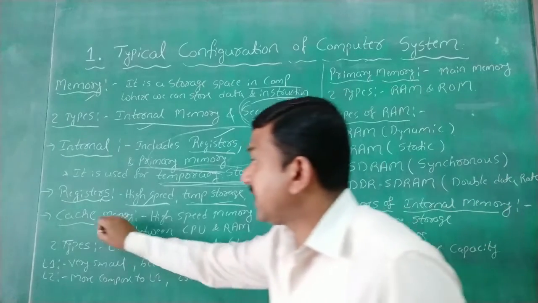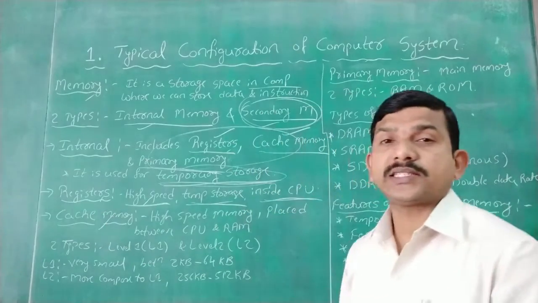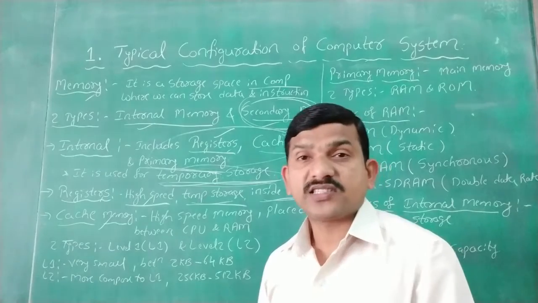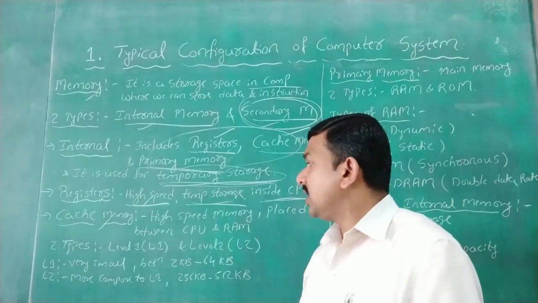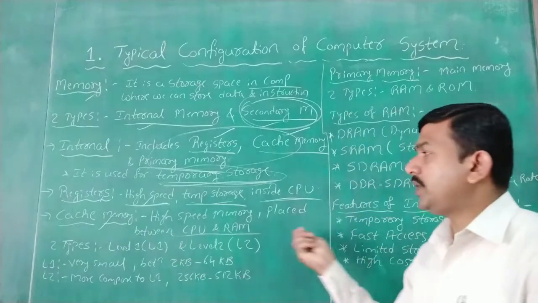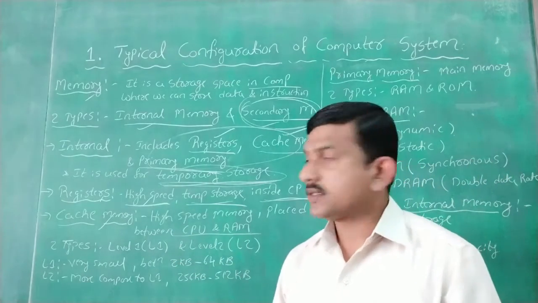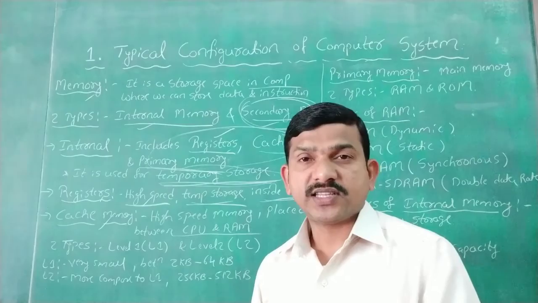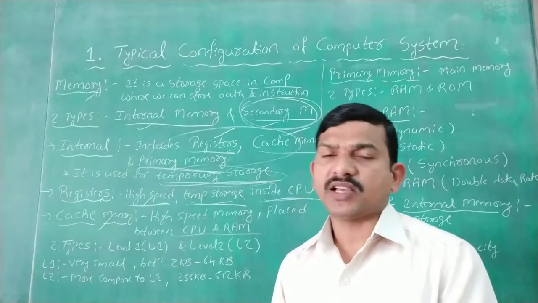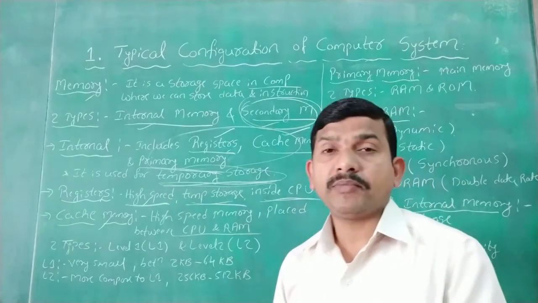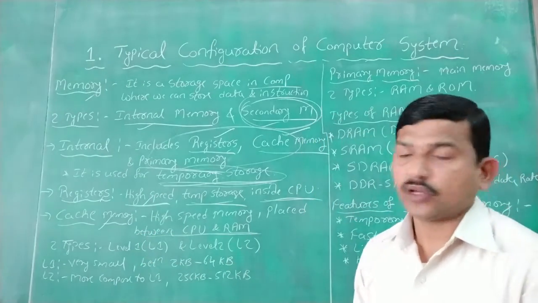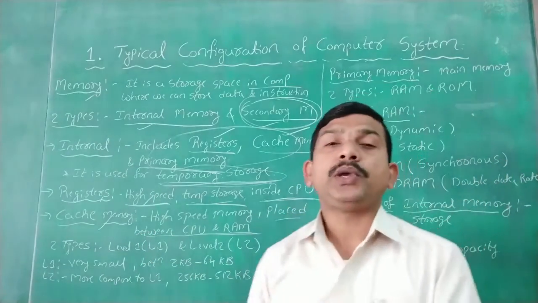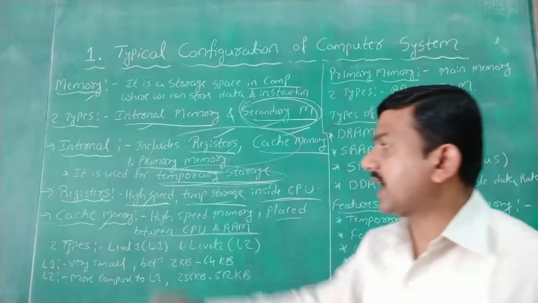The second one is cache memory. Normally we call cache memory the fastest memory. It is the fastest, high speed memory which resides in between the CPU and RAM. Normally it is placed in between the CPU and RAM. That is about cache memory.